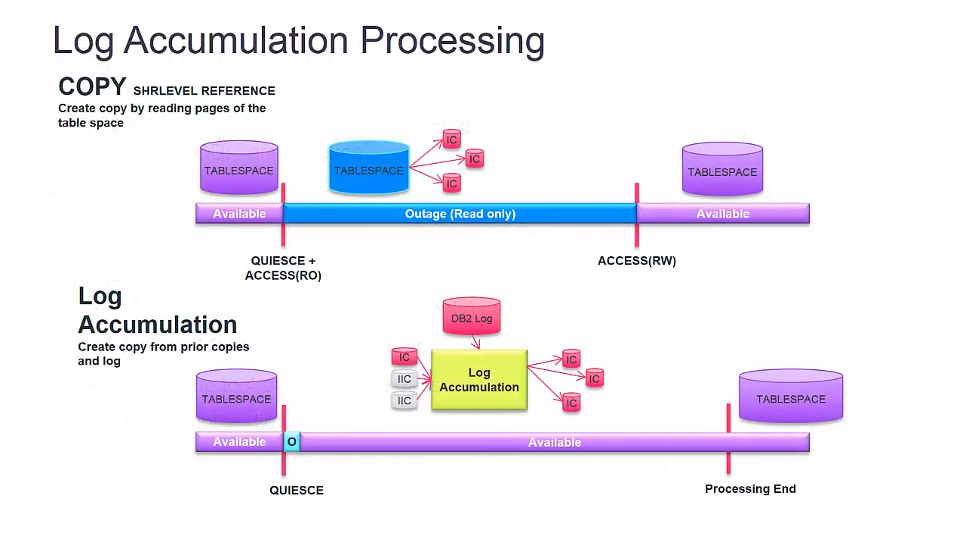The following two scenarios demonstrate the usefulness of log accumulation processing. In the first scenario, a copy is made with share-level reference. This means you can expect an outage because of the read-only status of the objects being processed. In the second scenario, we use log accumulation to optionally quiesce a tablespace before accumulating the objects. The result is that for only a short time, your objects are not available for read-write access during the quiesce. Otherwise, without quiesce, the copy will be share-level change.